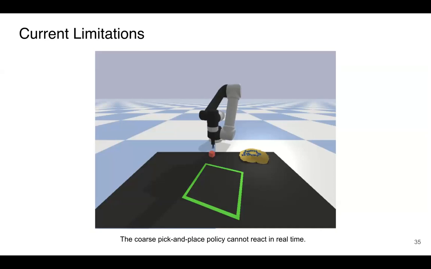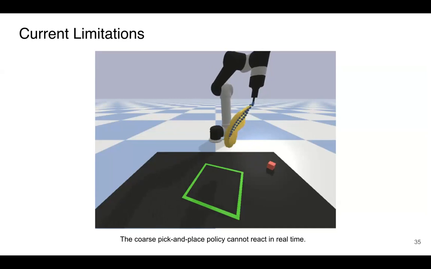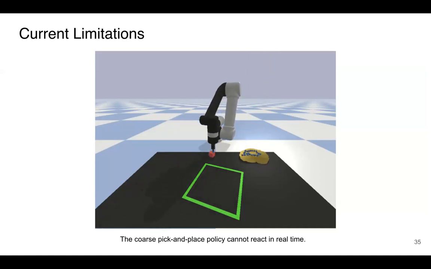But there are some obvious limitations. One here, which also applies to the prior work, is that the coarse pick and place policy cannot react in real time. So you see what's happening here. When it tried to pull the bag upward, the cube falls out. The right thing that we want the robot to do is stop whatever it's doing, put the bag back down, and then try again. So it'd be good to see if we can address this in future work.